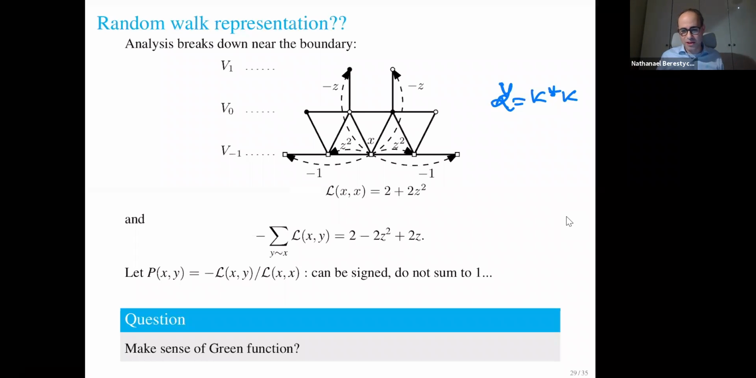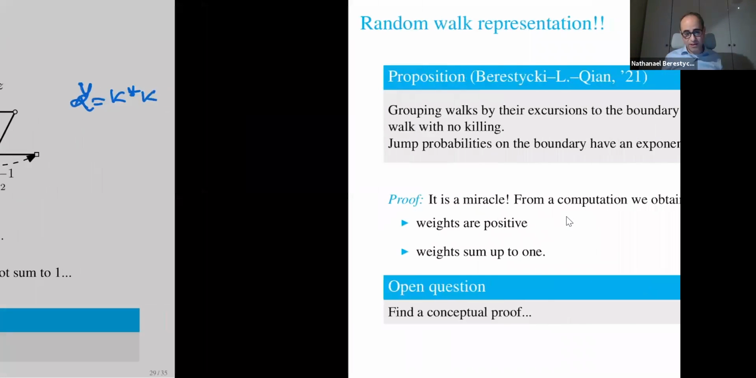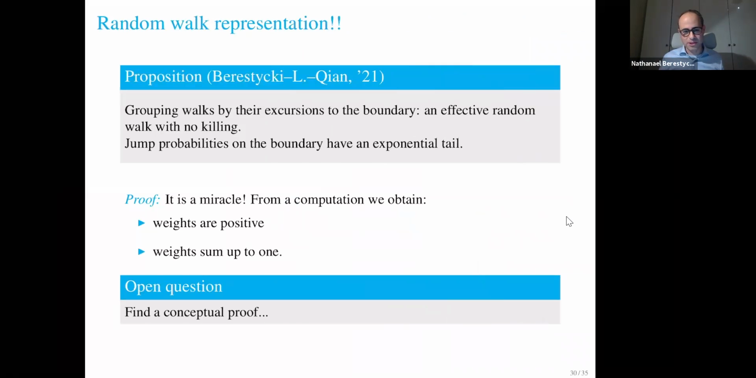We need to understand K inverse, and so we need to understand L inverse. So the question is, can you still make sense of the inverse of the Laplacian for transition matrices that are signed, like that? That's kind of the question. And this is where something which I think is really a miracle happens. Of course, there's no way to do it in principle, but something very special happens here.